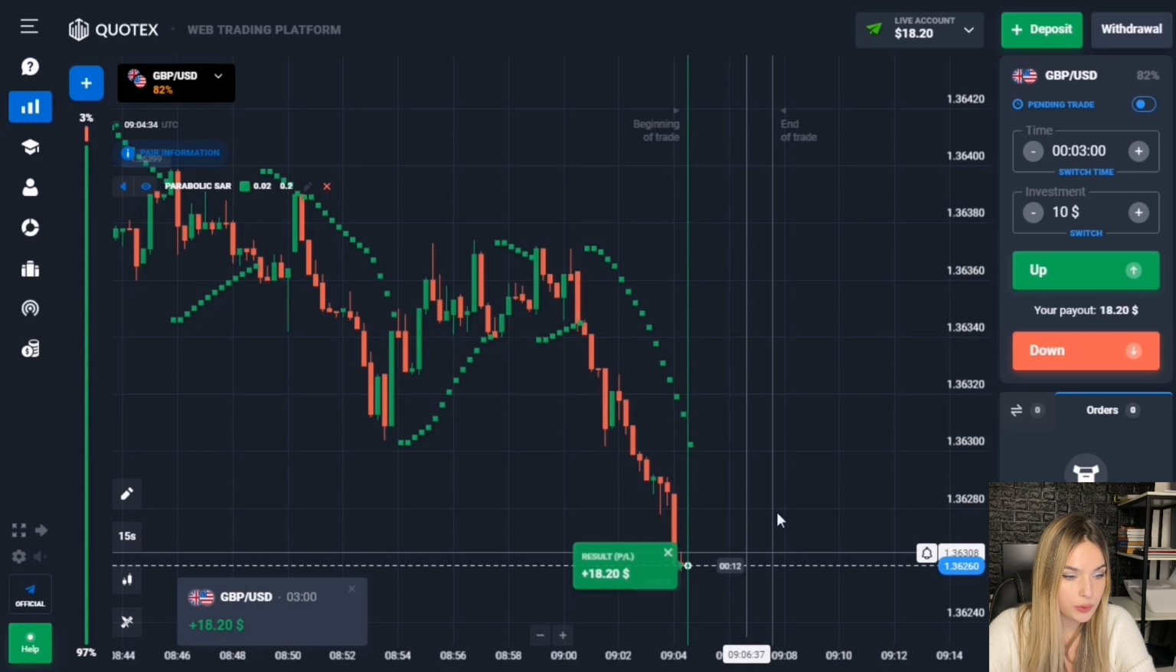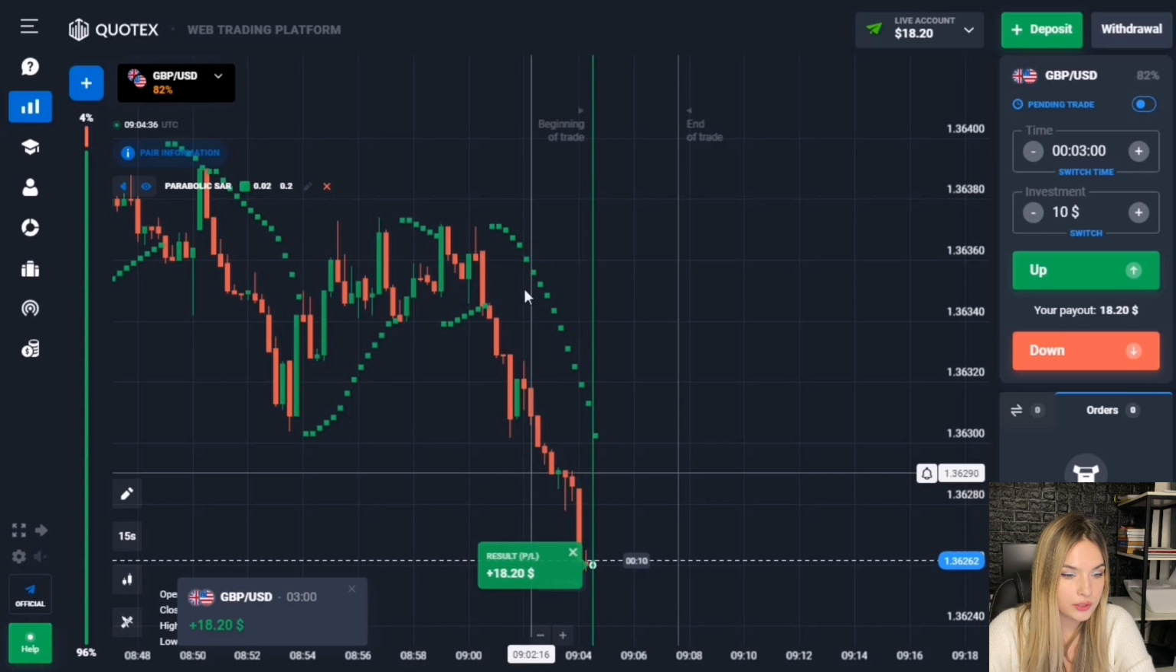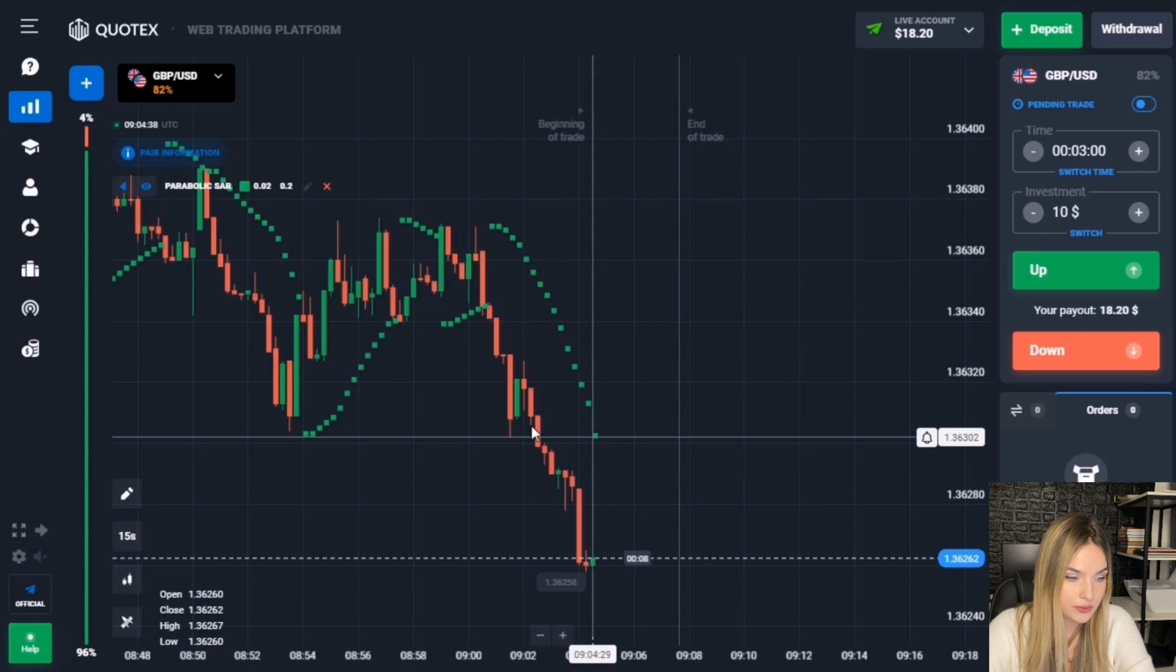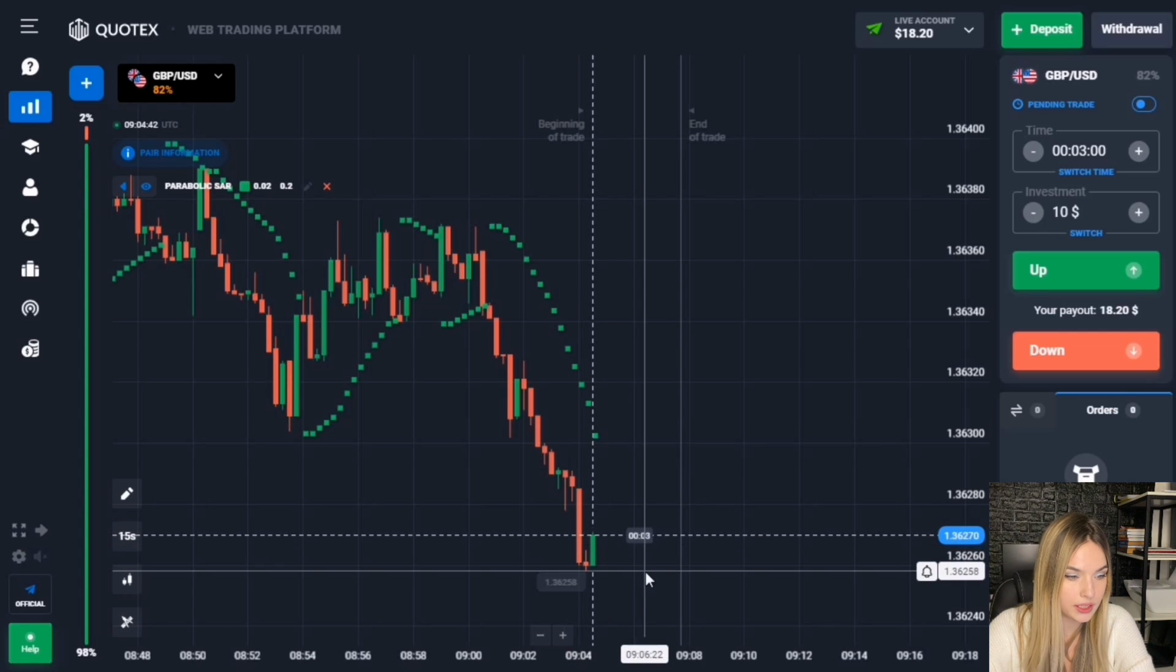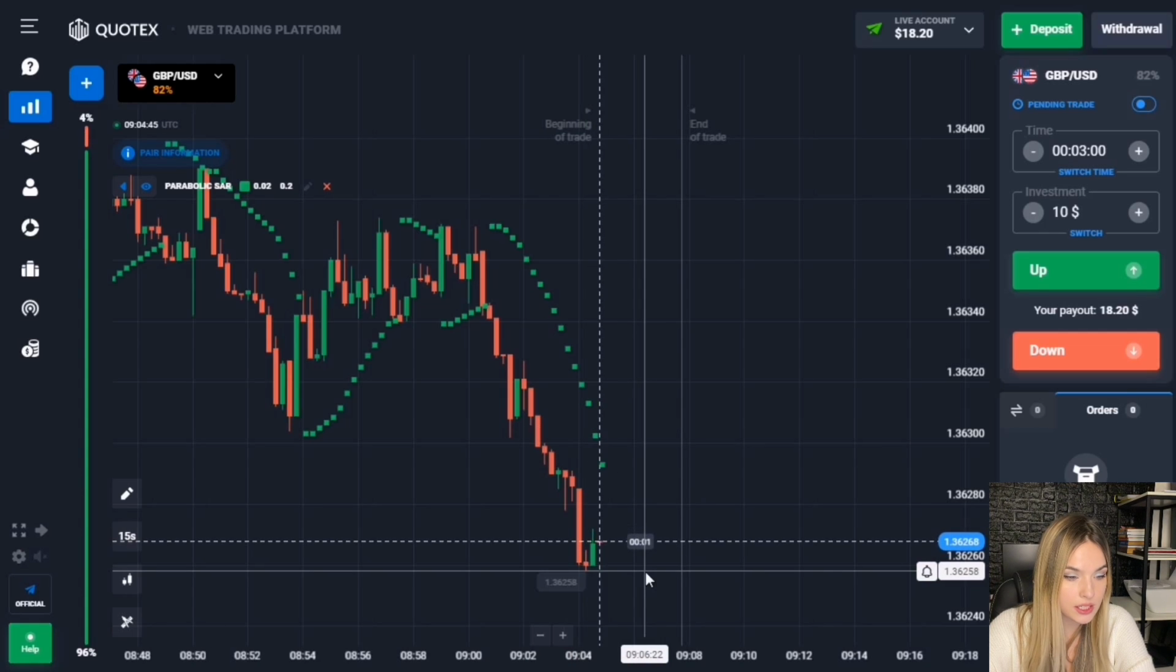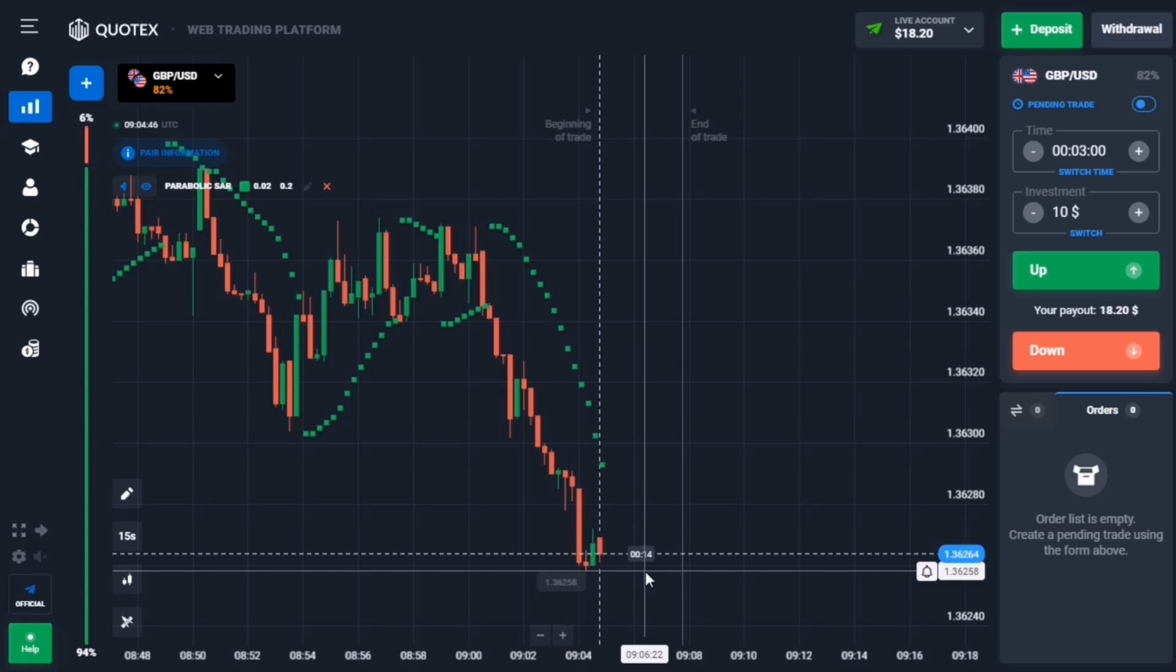Well friends, the price broke through the support level and went down and we get profit. 3 minutes was enough. The indicator told us the further direction of the price and the price really went down. Not a bad start. Let's continue and find the next entry point.